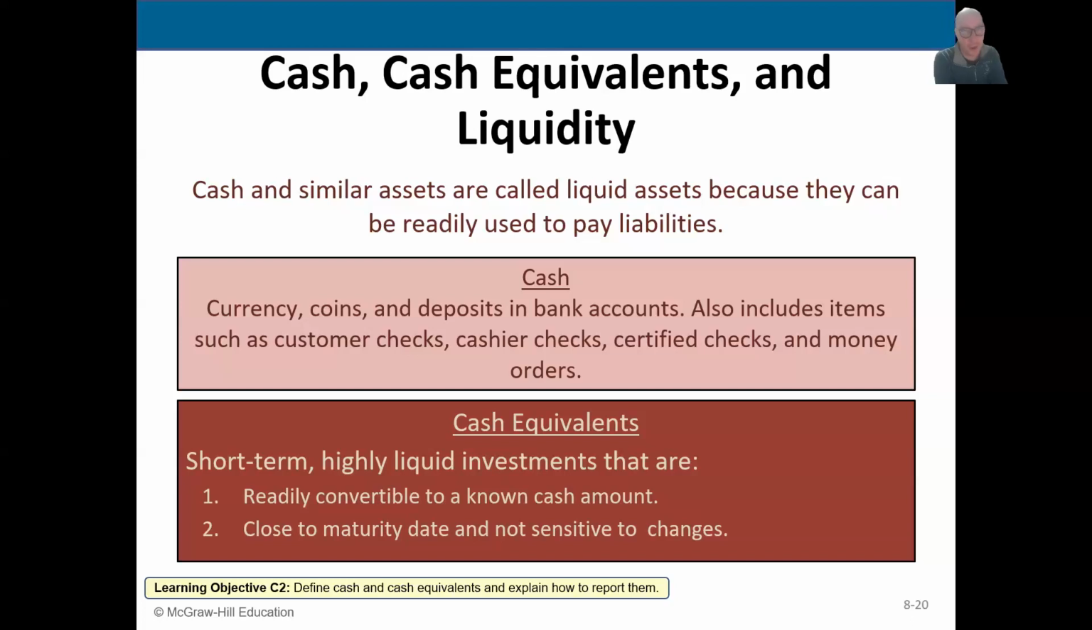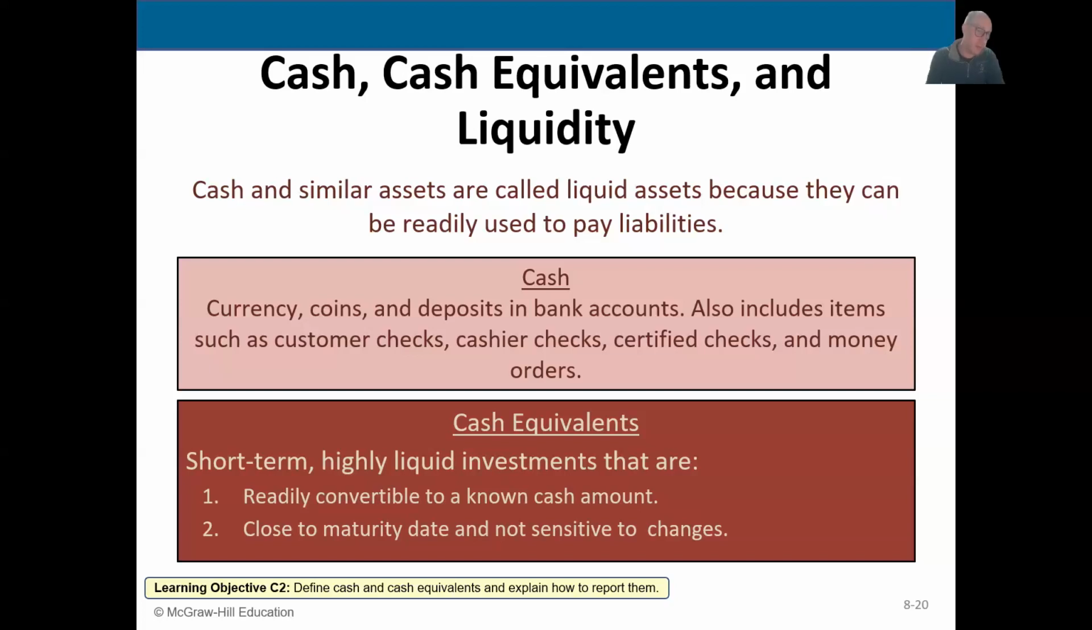Then we also have what's called cash equivalents. Cash equivalents are short-term, highly liquid investments. They have to meet two specific criteria. One is that they can be readily converted into cash. And number two, that it's close enough to their due date that the market value will not greatly change.